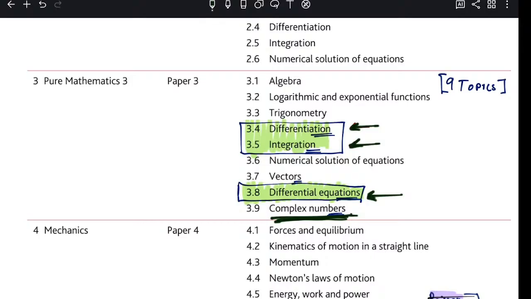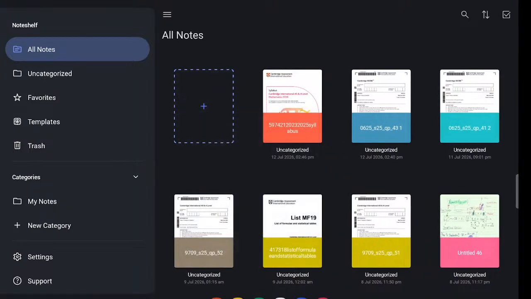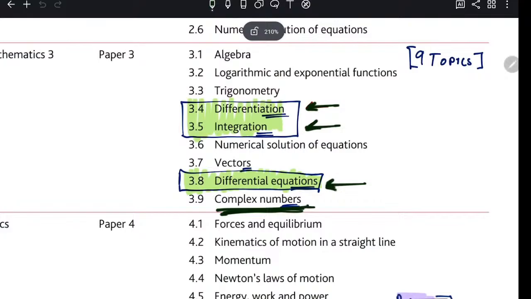Good. So here's how complex numbers works. When you do a topic, you should focus on the hard parts. Every topic has a major part that you should know. Differentiation, integration, differential equations. These are going to be one thing.